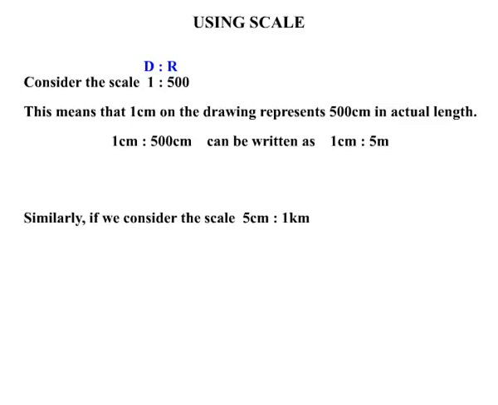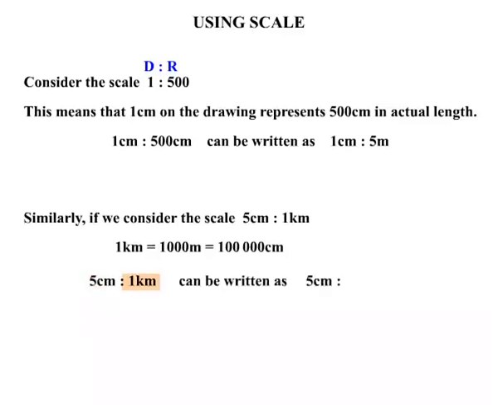Now similarly, if we consider the scale 5 centimetres to 1 kilometre, right, and that sort of scale might be used on a map of a town or city. So 1 kilometre though equals 1,000 metres, we know that, but if we multiply that by 100 to change metres to centimetres, we come up with 100,000 centimetres. So we've really got that 5 centimetres to 1 kilometre can also be written 5 centimetres there, but the 1 kilometre in centimetres will write as 100,000 centimetres.